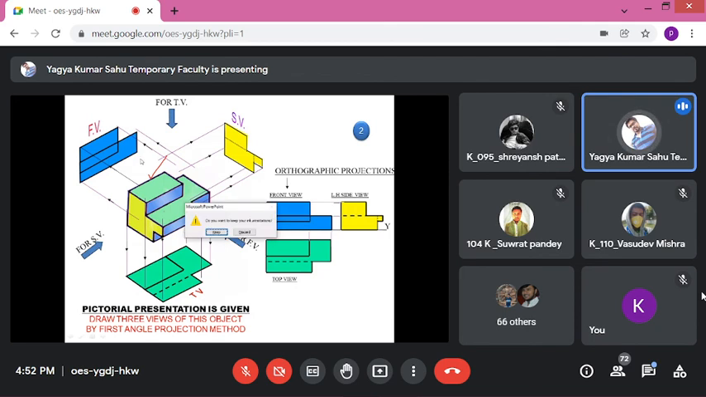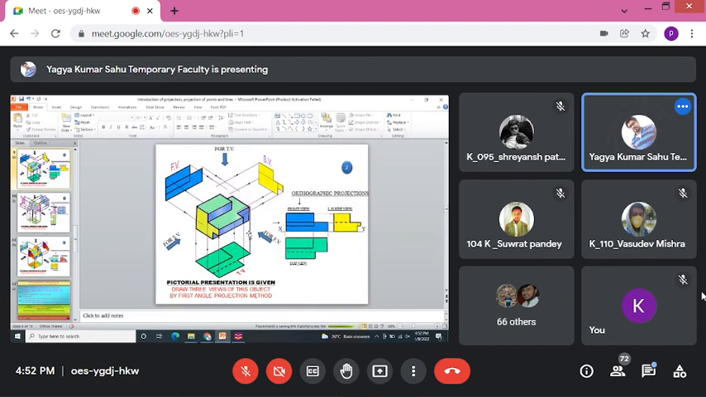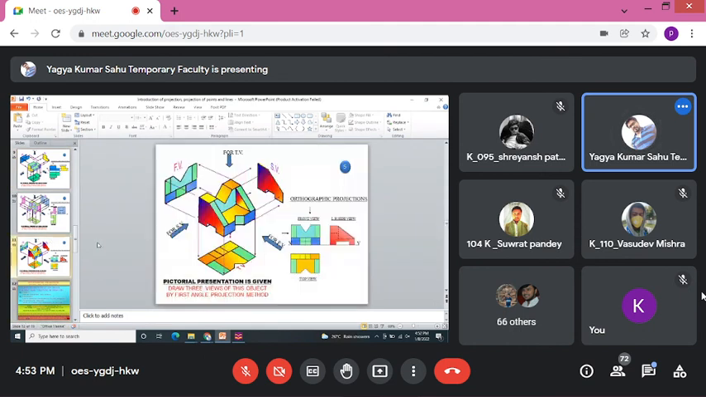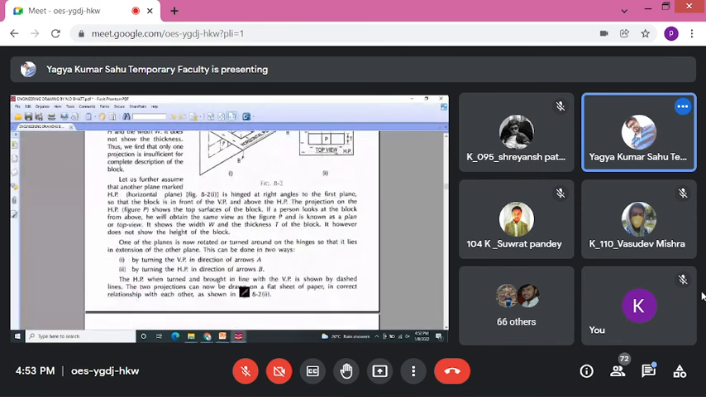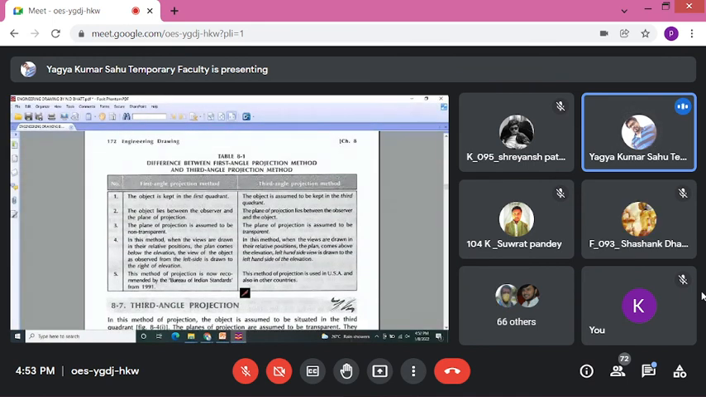So I'll share this PPT. You can see all the diagrams. One second, I'm showing you the notations. Any doubt in this first angle and third angle? No, sir. These are the differences you can see.